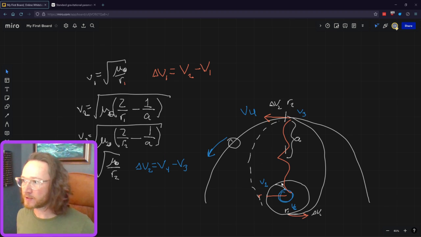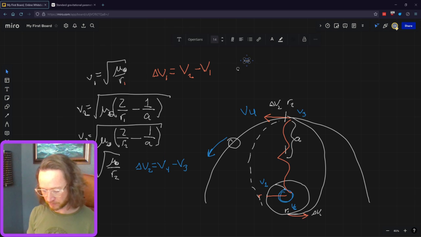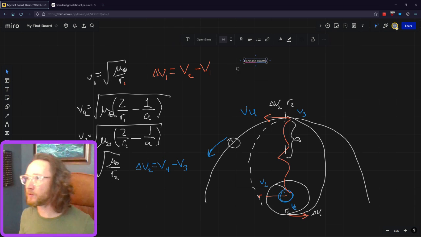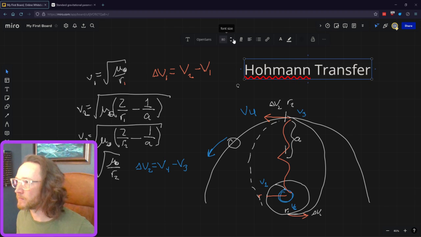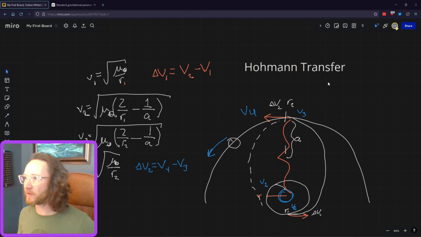So this is what we call the Hohmann transfer. And I'm just going to write that here. Hohmann transfer. So this is a very simple way to get to the moon. This is how we got to the moon for Apollo. It takes about 3.5 days to get from a low Earth orbit out to the moon. We call this the minimum energy transfer, although in reality it's not the absolute minimum energy.